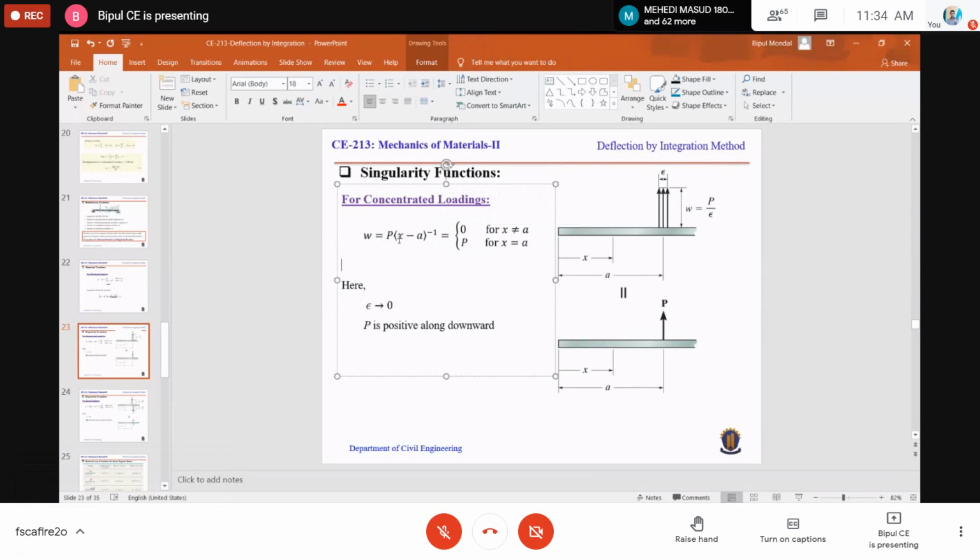The condition is if x is other than a. If x is other than a, then there is no concentrated force, or there is no uniformly distributed force due to the concentrated force. And if x is equal to a, then there will be a uniformly distributed load that is similar to P.